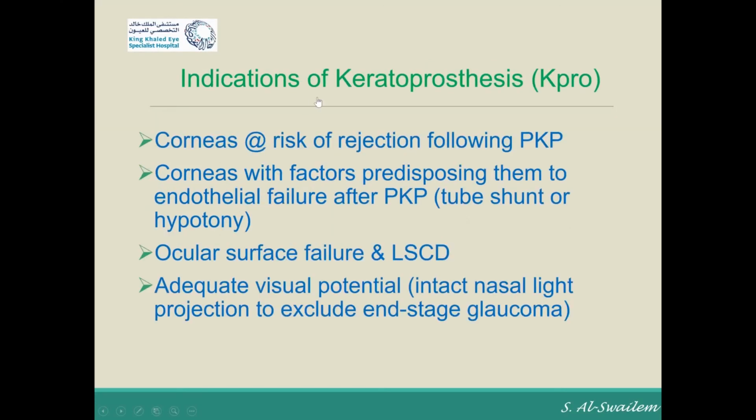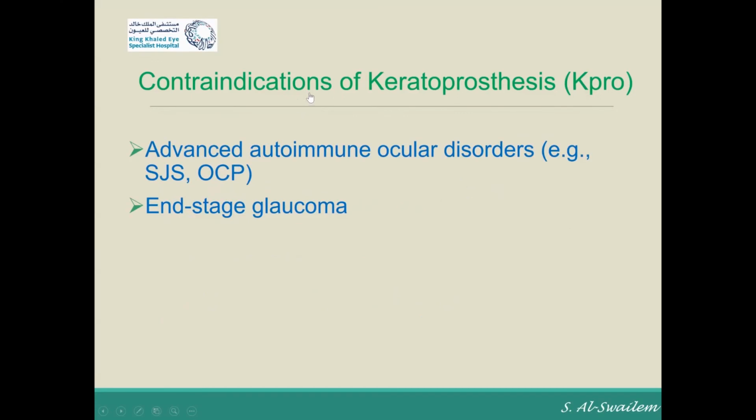The indications for these artificial corneas or KPros are corneas at risk of rejection following PK, corneas with factors predisposing them to endothelial failure after PK, like tube shunt or hypotony, or patients with ocular surface failure and limbal stem cell deficiencies, and adequate visual potential, with intact light projection to exclude end-stage glaucoma. So these are the indications. There are patients who cannot benefit from keratoprosthesis, like advanced autoimmune ocular disorders, Stevens-Johnson, or OCP with severe dry eyes and keratinized surface. It's not going to work at all, or end-stage glaucoma.